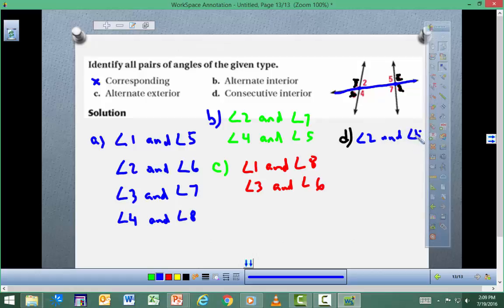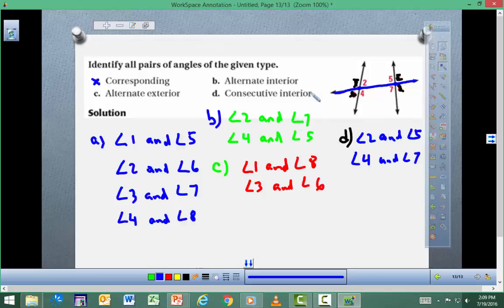Angle 5. Okay. And then there's two that are on the bottom side together. Angles 4 and angle 7. Alright, so make sure you don't get this mixed up. Make sure you keep track of which one's the transversal.